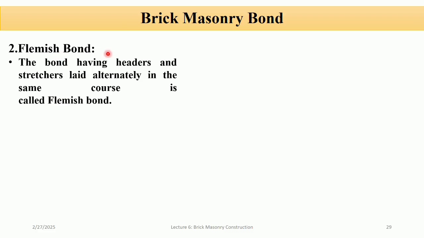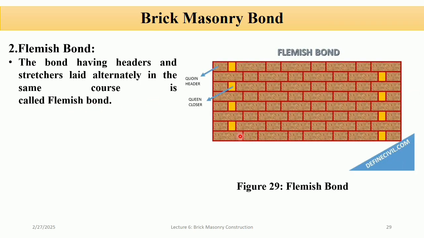The second one is Flemish bond. The bond having headers and stretchers laid alternately in the same course is called Flemish bond. You can see in the figure that this is the stretcher face of the brick, this is the header, and we provide the stretcher and header alternately in the same course all along the wall. So this is a Flemish bond, and you can see the queen closer is provided after every quoin header.